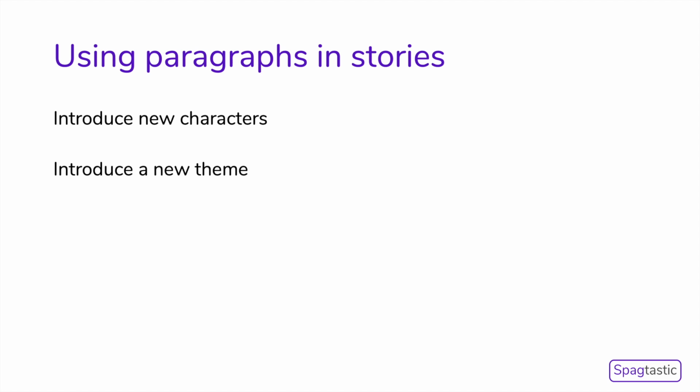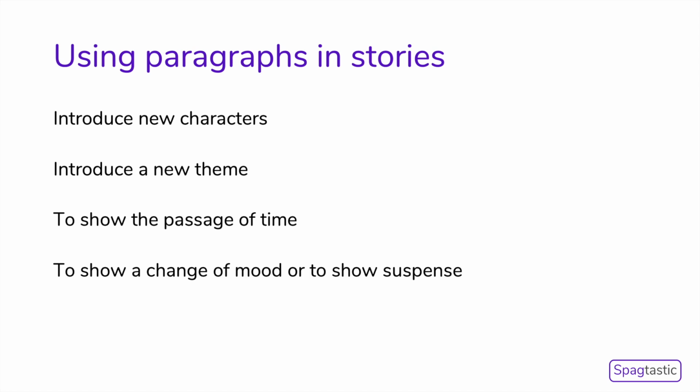Paragraphs can also be used to help organise ideas in a story. In story writing, paragraphs are used to introduce new characters, to introduce a new theme or idea, to show that time has passed, to show that the mood has changed, or to show suspense, and finally, if dialogue is used, we use paragraphs. Let's take a look at how we can use paragraphs in an extract of a story.